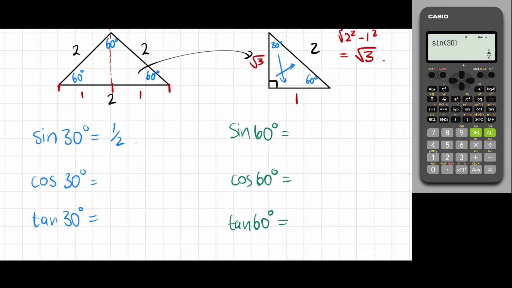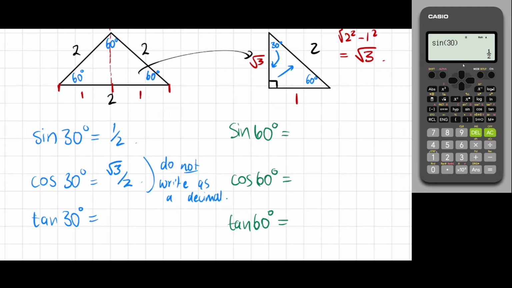Now cosine, you can't test with a calculator because we've got a square root for this one. Sorry, I'm doing 30 degrees, aren't I, not 60. The adjacent is the square root of 3, the hypotenuse is 2. So we write it as the square root of 3 on 2. And we leave it like this. Do not write it as a decimal. You will lose marks.